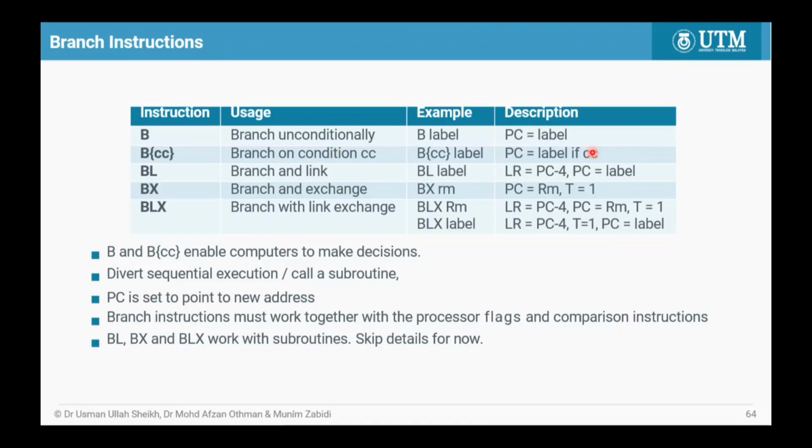Okay, and then we have the BL, branch and link. This is always used when you are going to do a subroutine. Why? Because we use the LR, the link register, for this one. BX, branch and exchange, is also used in the subroutine. If you're going to return from a function or subroutine, you can use the BX. And BLX as well is used in the subroutine. So these three are used for functions or subroutines.